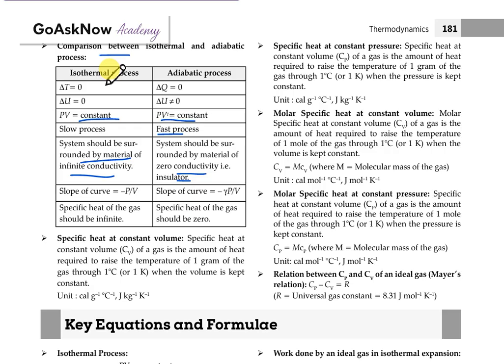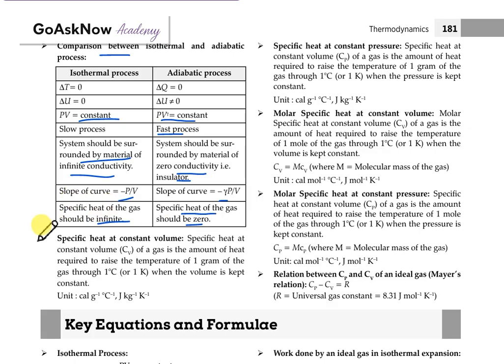Or here in the isothermal process, the material is having infinite conductivity. Slope of the curve is minus P by V, and here it will be minus gamma P upon V. Specific heat of the gas should be infinite, and here the specific heat of the gas should be 0.